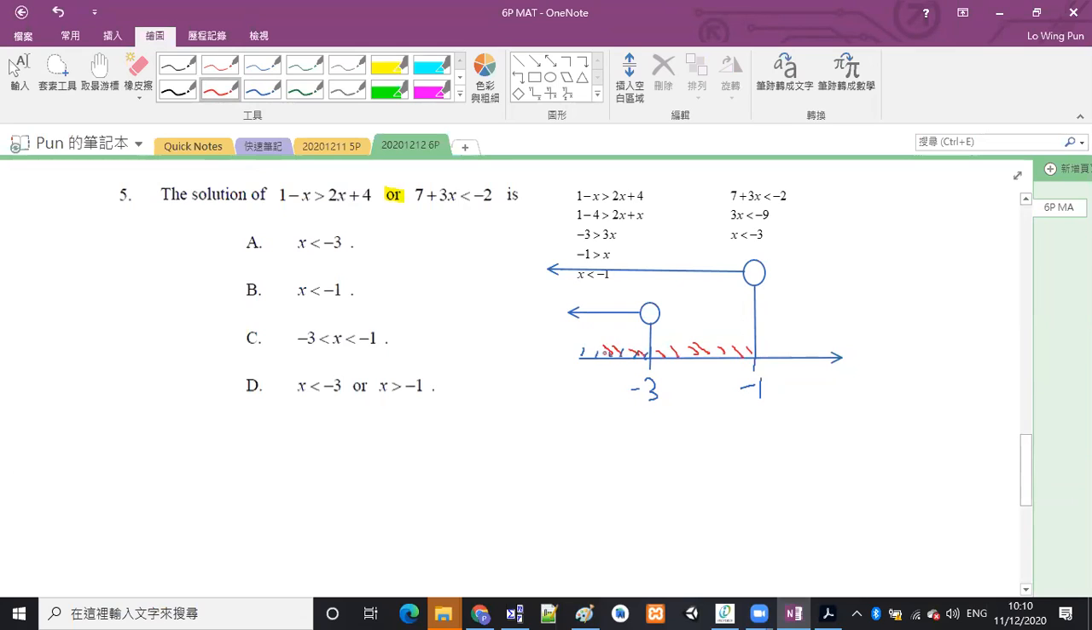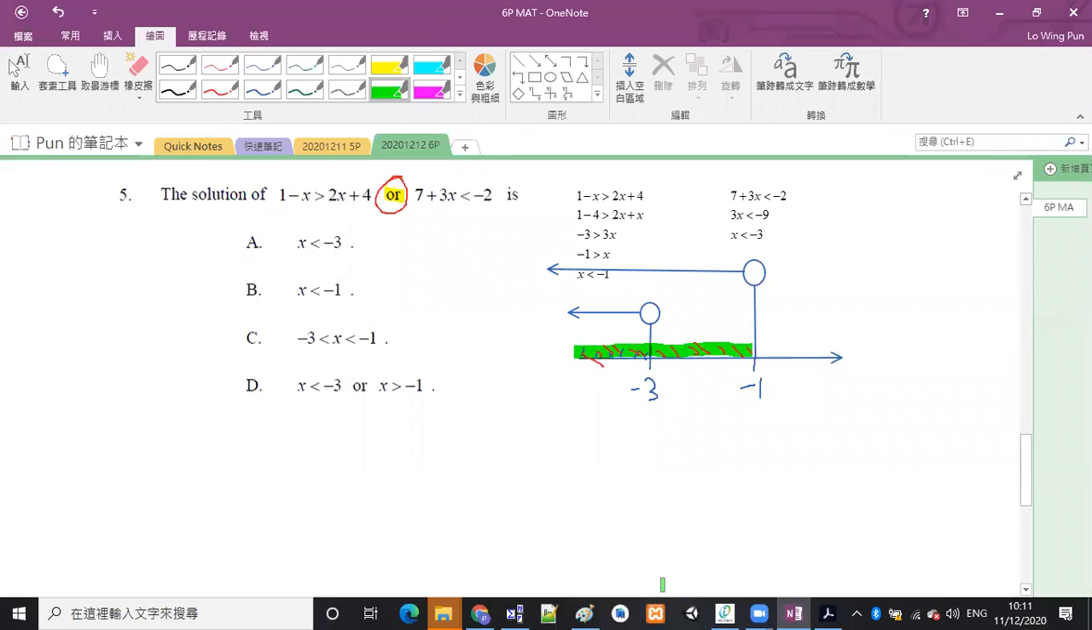Shade the shadow. So now they are connected by OR. So we are going to find all the shaded region. Okay, all the shaded region. All the shaded region now is actually this one, right?